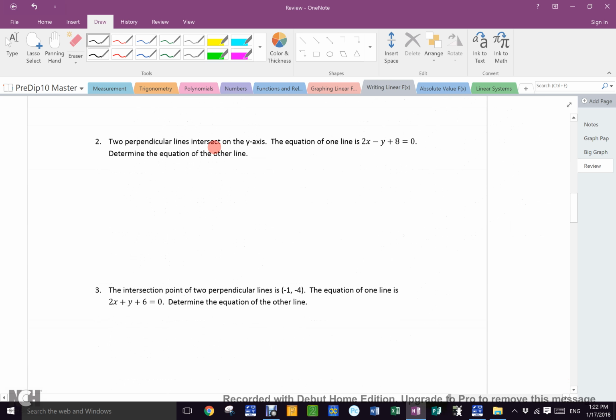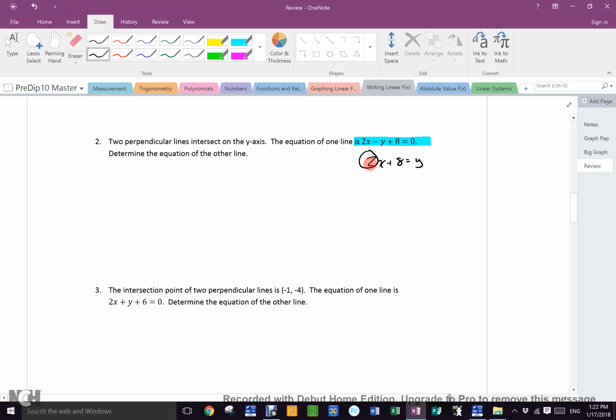Two perpendicular lines intersect on the y-axis. They intersect on the y-axis, they share a y-intercept, right? And if they're perpendicular, their slopes are negative reciprocals, right? So if I know that guy's slope, do I know the perpendicular slope? Yes, I find that guy's slope by putting it into slope-intercept form. y equals 2x plus 8. So that's the slope I have.